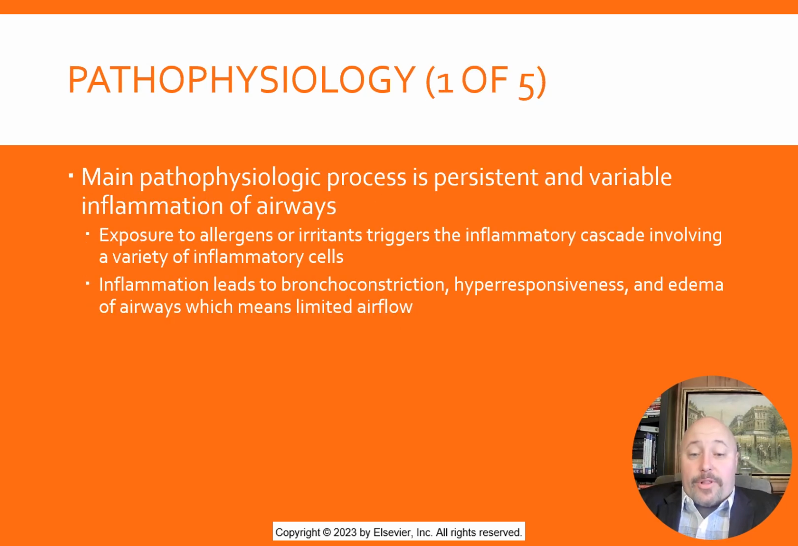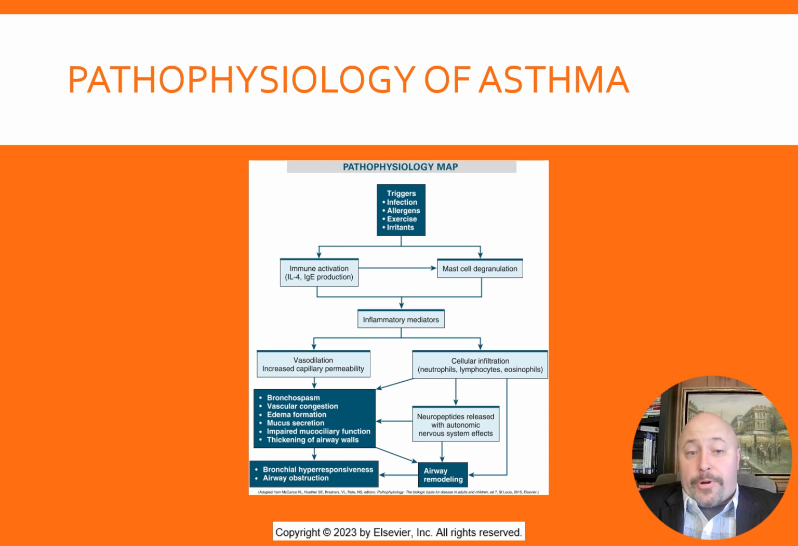The main pathological process is persistent and variable inflammation of the airways. And exposure to these allergens or irritants triggers that inflammatory cascade, causing the airway inflammation. Here in our figure 31.3 from the text, it just shows the process, beginning with the triggers and the activation of the immune response and inflammatory process upon the airways.